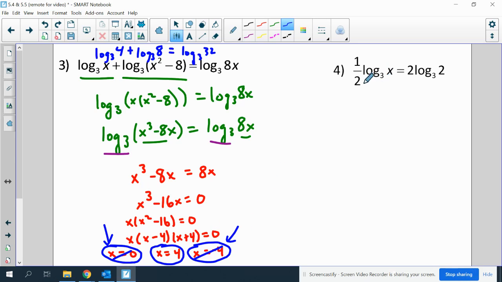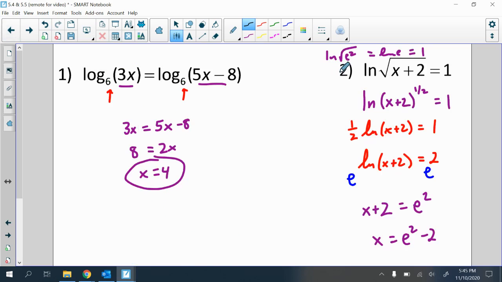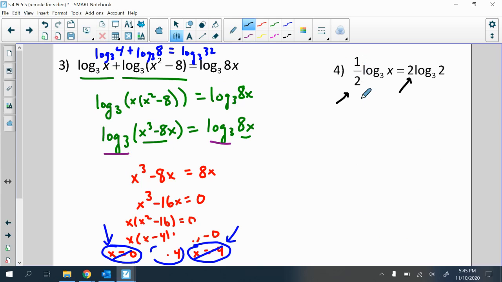Those don't work. In problem 4, I have 2 log base 3s, but I can't really do anything with them right now because they have coefficients. So in this problem, I can do basically the reverse of what I did in problem 2. I can take those coefficients and turn them into exponents. So I have log base 3 of x to the 1/2 equals log base 3 of 4. And it's 4 because I moved that 2 to be an exponent. So it's the same as 2 squared, right?